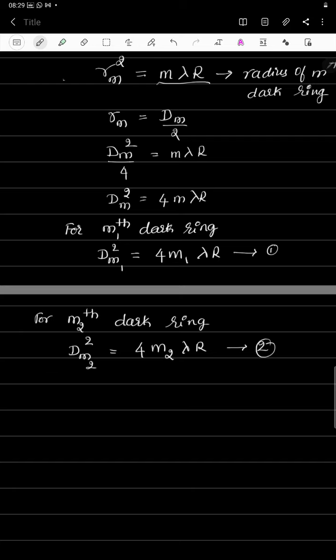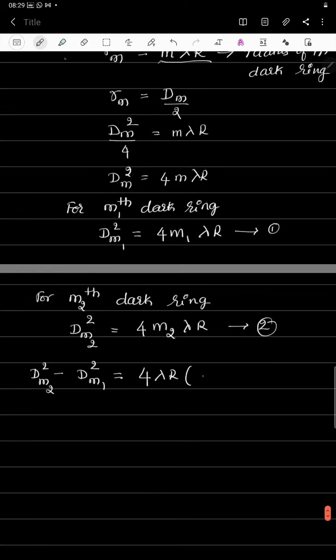So now subtracting equation 1 from equation 2, what you are going to get is dm2 square minus dm1 square is equal to 4 lambda r. 4 lambda r is common from both the terms. I will take it common, and what you are left with is m2 minus m1. m2 is the number of the second dark ring that I have chosen, and m1 is the first dark ring that I have chosen. So 4 lambda r into m2 minus m1.